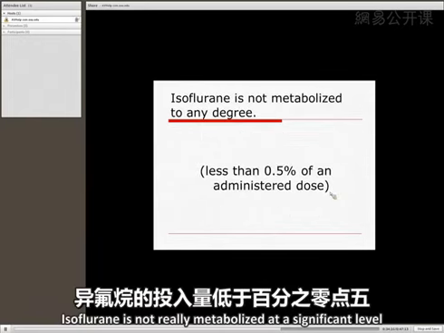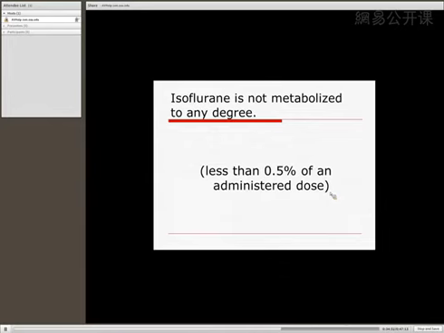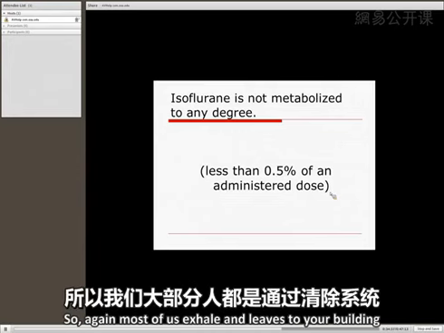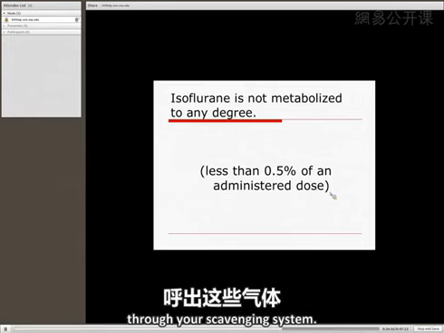Isoflurane is not really metabolized at a significant level, less than 0.5% of an administered dose. So again, most of it's exhaled and leaves your building through your scavenging system.